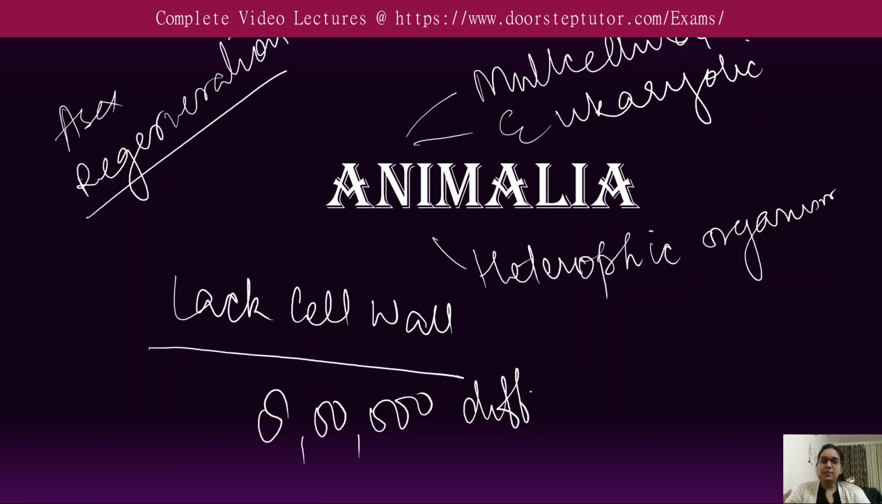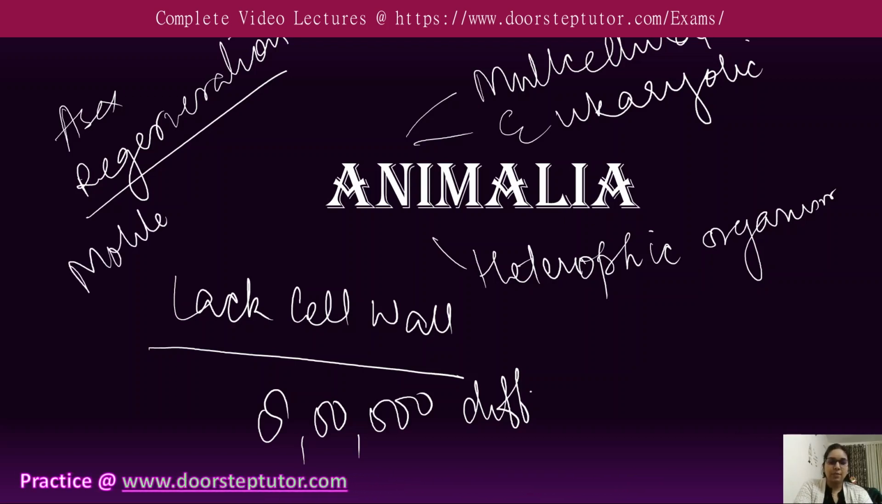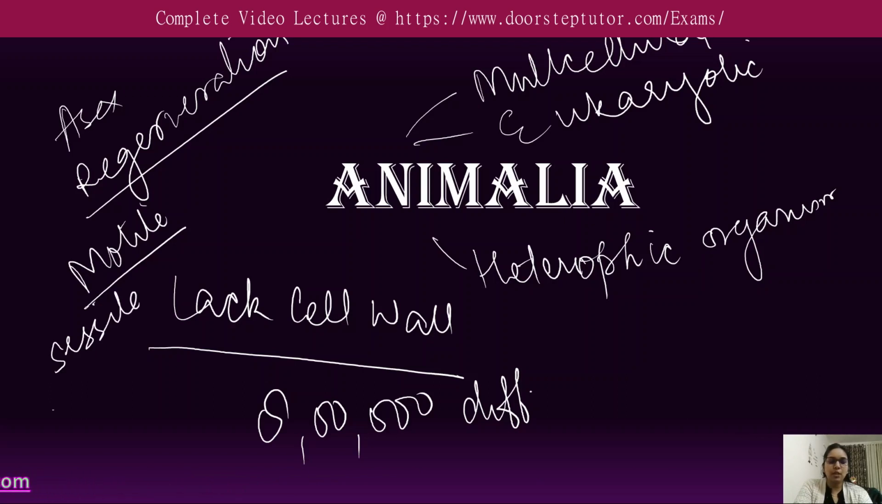A few animals ingest their food and digest it in an internal cavity. Most of the animals are able to move from one place to another. Those animals are known as motile animals, while those that cannot move from one place to another are known as sessile animals.